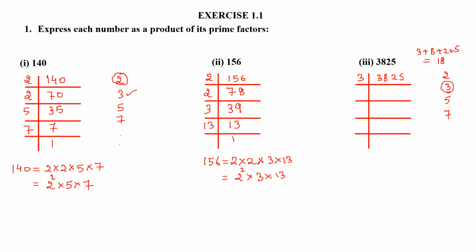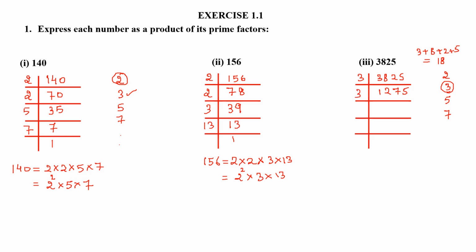So 3 times 1275 if you do you will get 3825. Now again this is an odd number. So it is not divisible by 2. So let me check with 3 again. So add the digits 1 plus 2 is 3, 3 plus 7 is 10, 10 plus 5 is 15. So again it is divisible by 3.